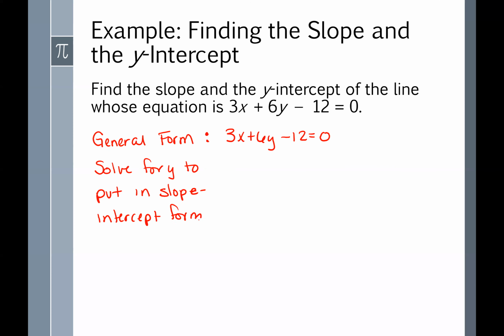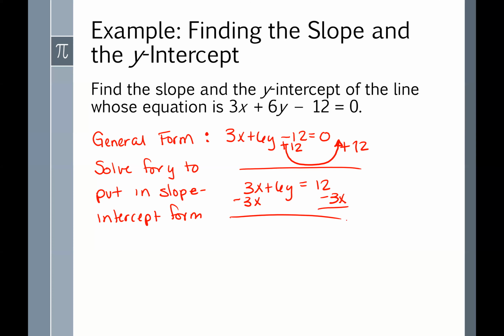Okay, so it's a good thing that we've solved lots of equations. The first thing we're going to do is we're going to move that minus 12 over to the right-hand side by adding it to both sides. So we're going to add 12 to both sides. So we get 3x plus 6y is equal to 12. Then we're going to move the 3x to the right-hand side so that we have the y isolated. So we're going to subtract the 3x from both sides. That is going to move that to the right-hand side.